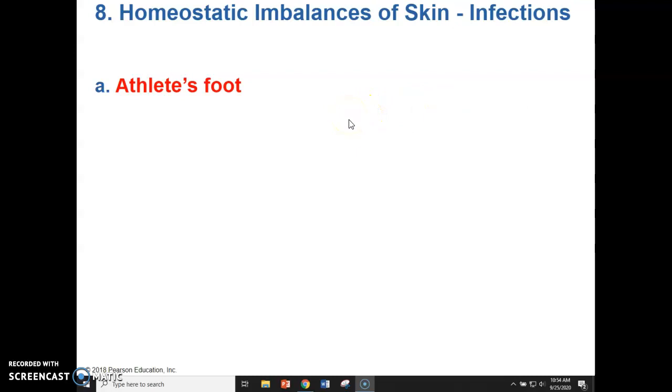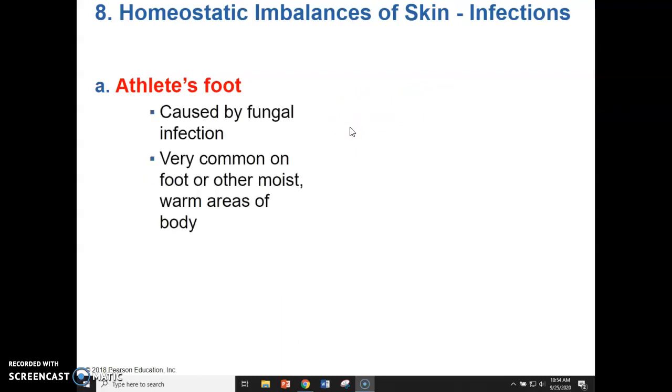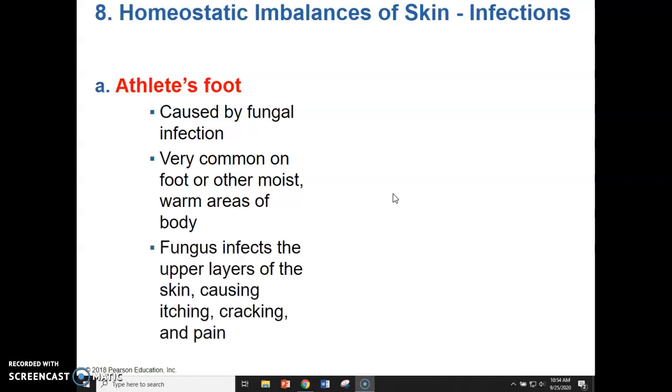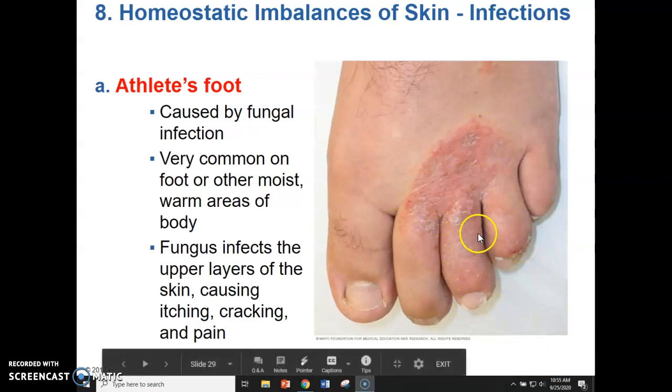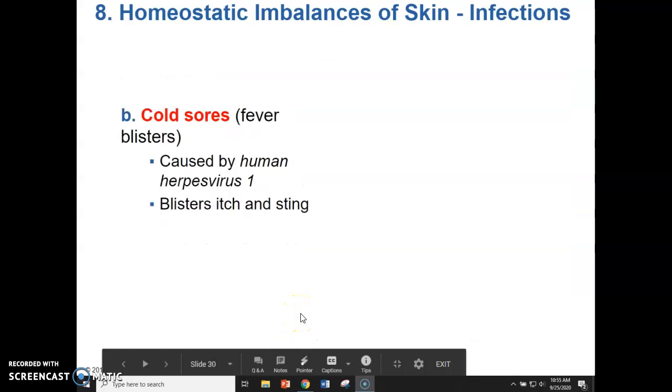First we want to talk about, really quickly, is athlete's foot. It's caused by a fungal infection, very common on the foot or other moist, warm areas of the body. If you've heard of jock itch, it's caused by the exact same fungus. It's the same problem, just in another area of the body, the crotch area, because those areas are typically warm because they're covered, and moist. And so you have a fungus that can cause itching, cracking, pain. Here's a picture of athlete's foot. It can be pretty easily treated with antifungal medication, a cream.